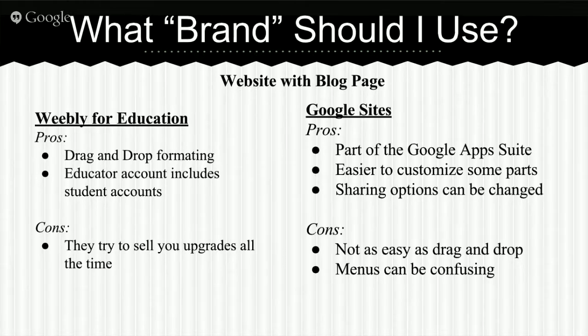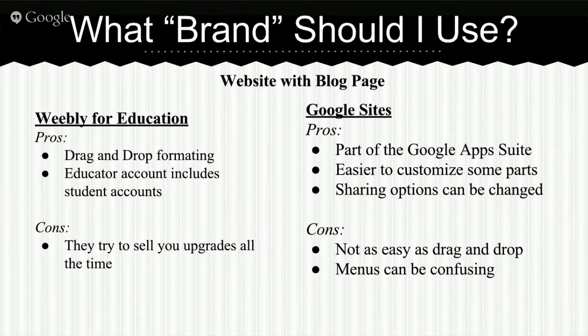It's easier to customize some parts of it, so if you like using the HTML, embedding things can be easier. You can change the colors a lot of times that you can't change on Weebly, because Weebly's themes are really set, but on Google Sites, you can actually customize some of that stuff a little bit more.